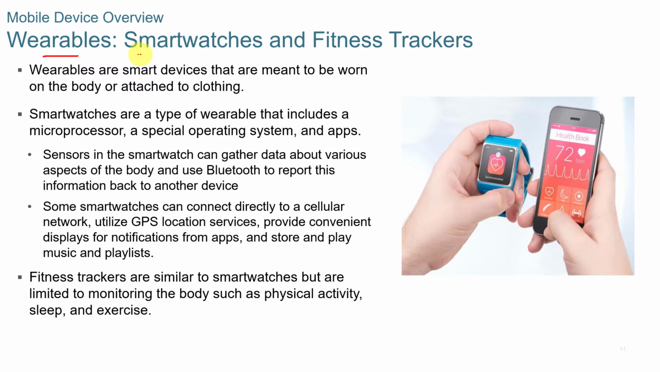You also have wearables, smartwatches, and fitness trackers. Wearables are smart devices that are meant to be worn on the body or attached to clothing. Smartwatches are a type of wearable that includes a microprocessor, a special operating system, and apps. Sensors in the watch can gather data about various aspects of the body, and they use Bluetooth to report that information back to another device. They can gather heart rate, they can watch your steps, you can do all types of different tracking. If you're exercising, you can track that.